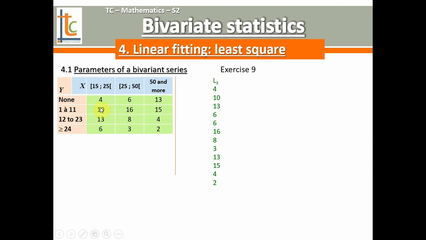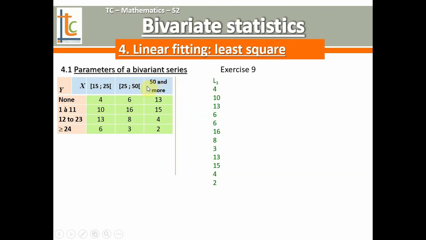So let's see the simple organization of this table, and let's take the middle of each class. It will be very important. For example, the first three frequencies here all correspond to the same value of x, which is 20, the middle of the class. That's why we have to write in list 1 four times the number 20. And then for the four following values, we've got the value 37.5, the average value of 25 and 50.